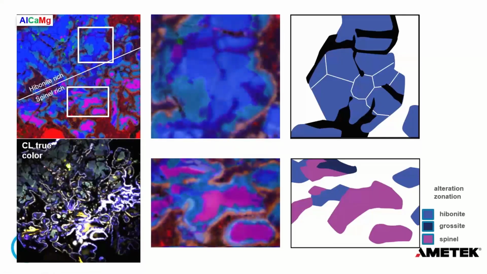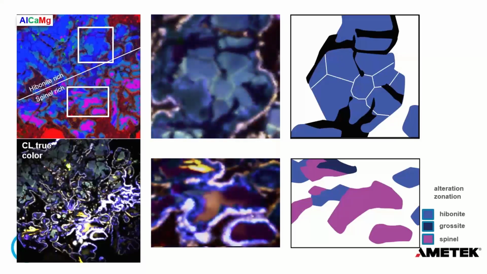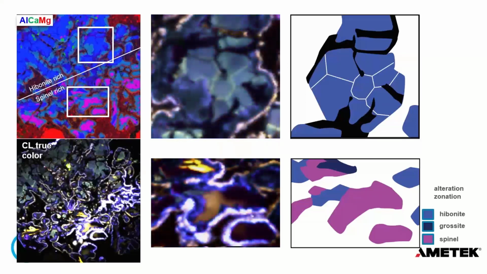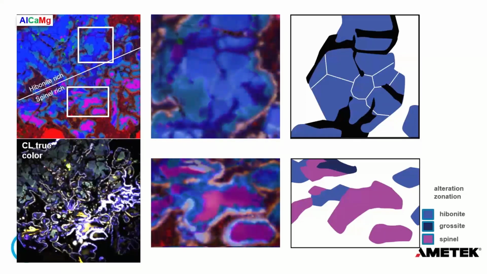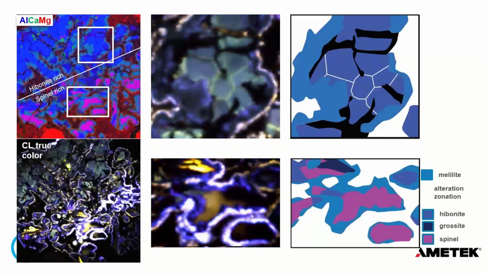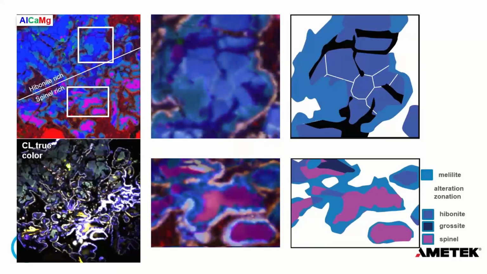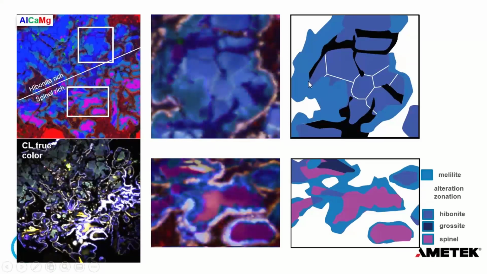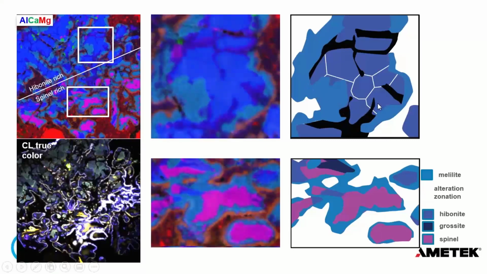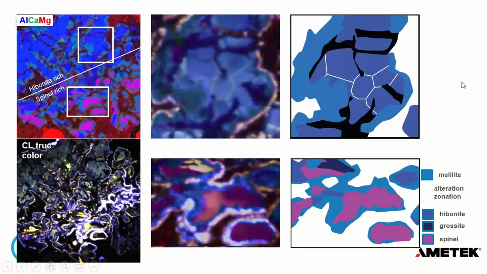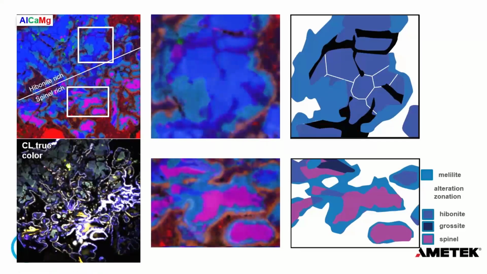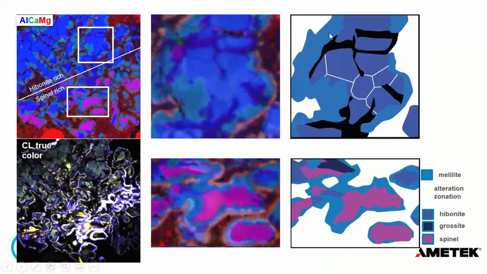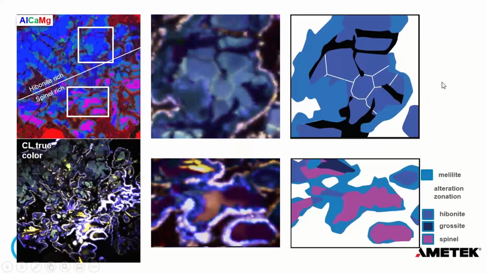We see the development of sector zoning in the hibonite, consistent with some thermal alteration or metamorphism, and subsequent alteration overprinting the hibonite grains. This is all mantled by melilite, and what's interesting is that the melilite compositions, melilite 1 and 2 that Jonathan was showing, appear to be related to the primary grains, the hibonite versus the spinel-rich intergrowths, in their chemical compositions.